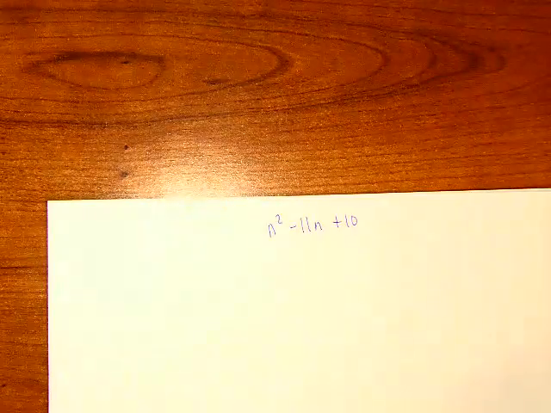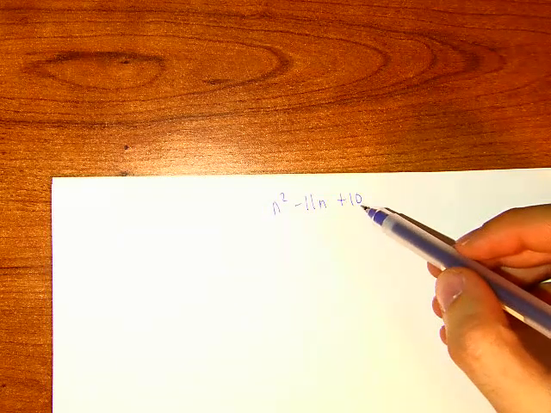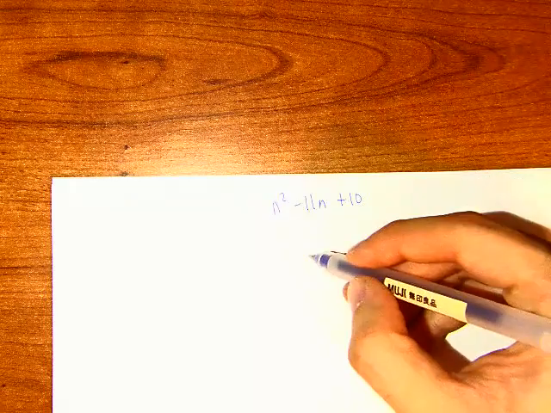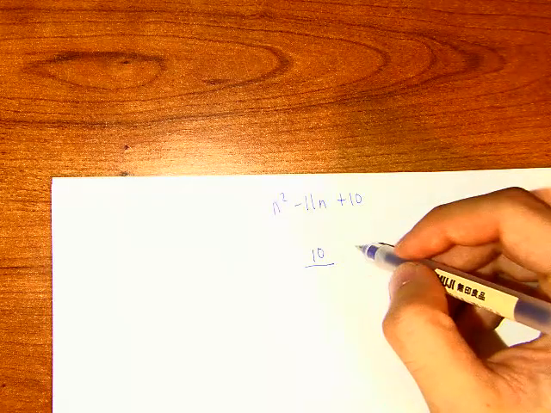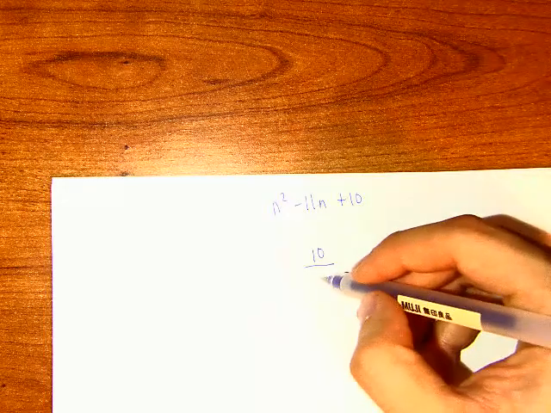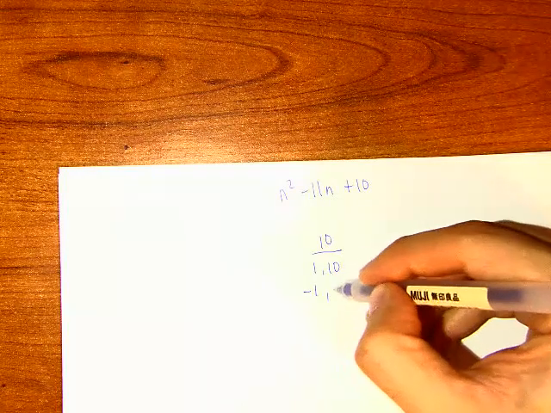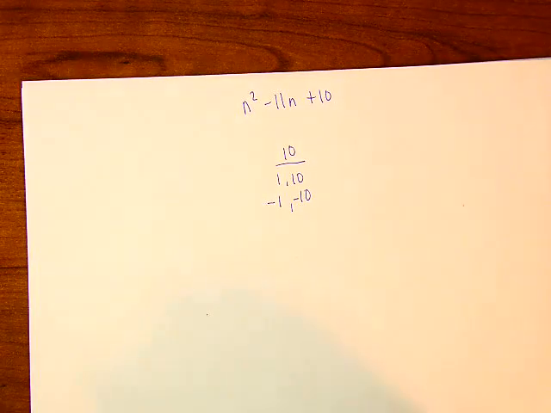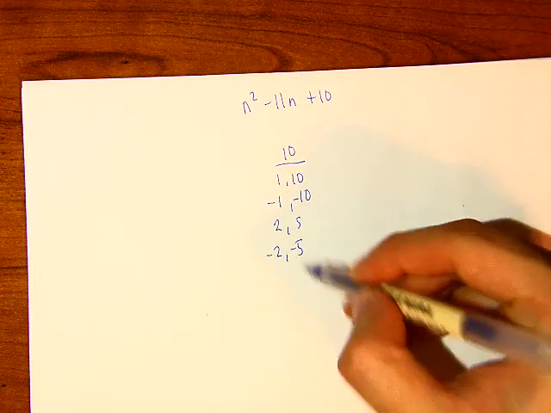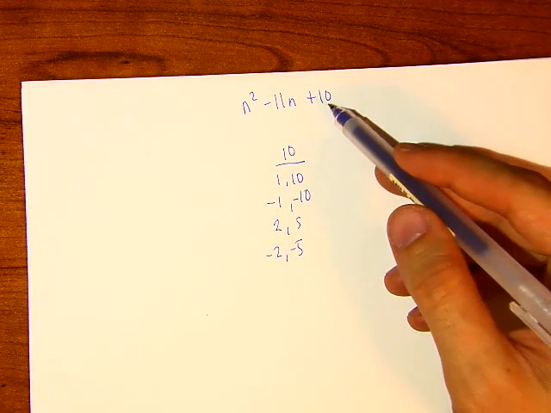So what's the rhythm? What do we ask ourselves first? What two numbers, when you multiply them, give you positive 10? So if I have 10 over here, we're going to try and find the factors of 10 that give you positive 10. So let's see. You have 1 and 10. You have negative 1, negative 10, right? You have 2 and 5, and negative 2, negative 5. These are all the possible combinations that give you positive 10.